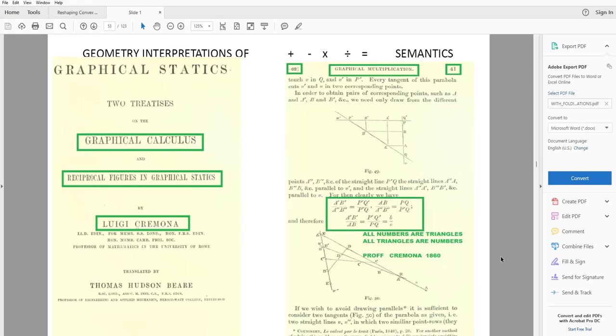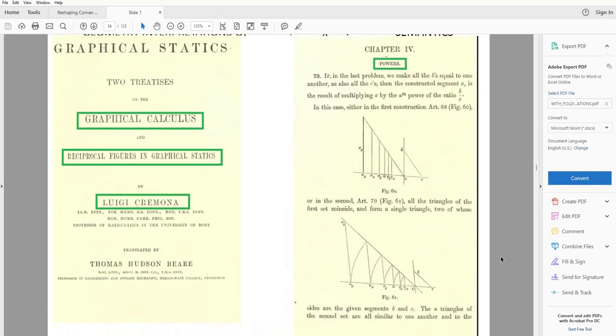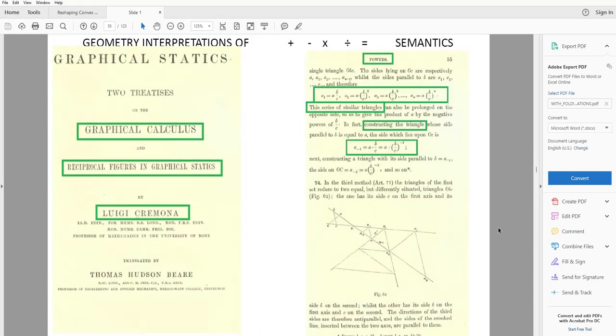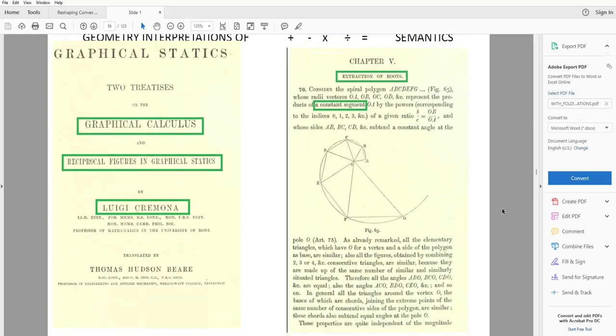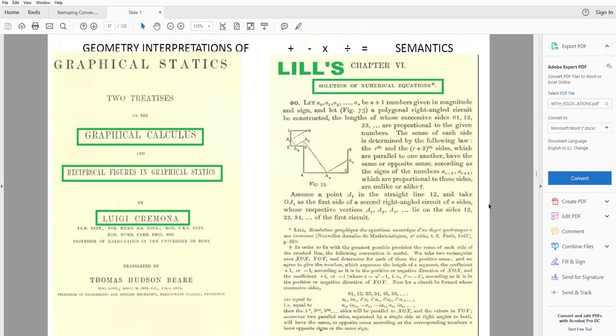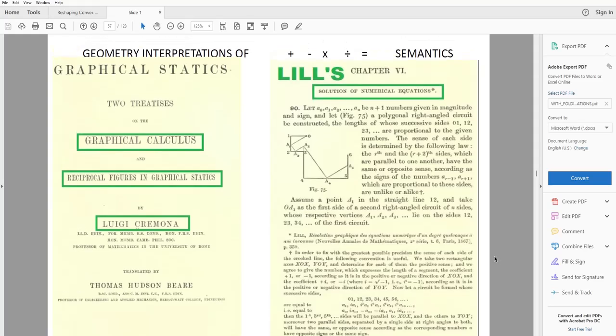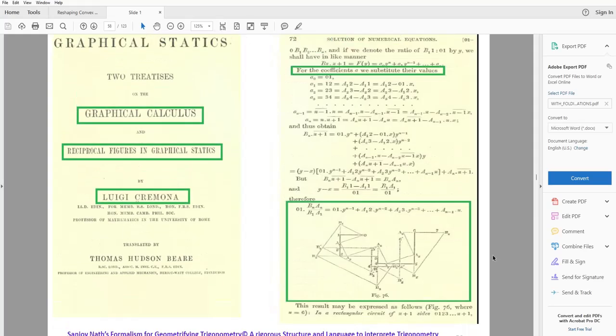Now we are describing this graphical statics book with plus, minus, into, divide. The numerical powers are done with line segment operations, and bunches of line segments are everywhere. We are just showing here, with plus, minus, into, divide, how to do the powers and extraction of the roots. And the Lill's method, you can search Google and older books, where Lill's method was used for numerical solving of polynomials, linear equations and other things. Lill's method was a very popular method.